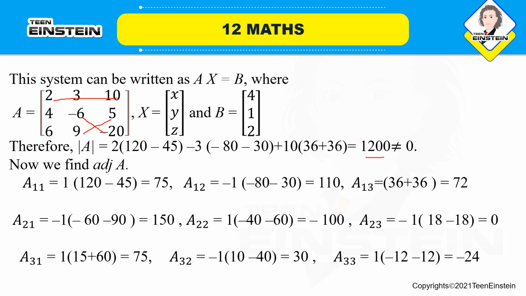Obviously this is not equal to 0. Since determinant A is not equal to 0, A inverse will exist. Now I am calculating adjoint A. So we have to calculate all the cofactors.